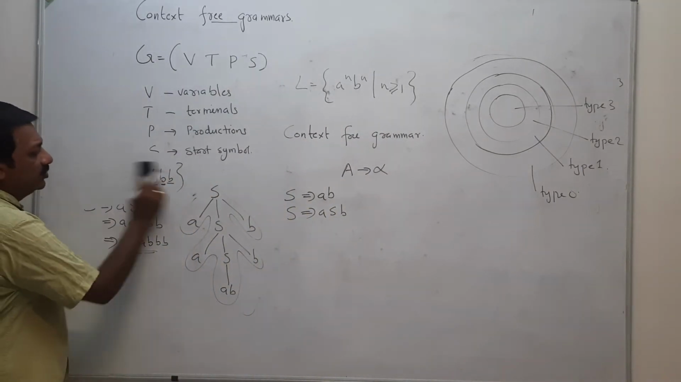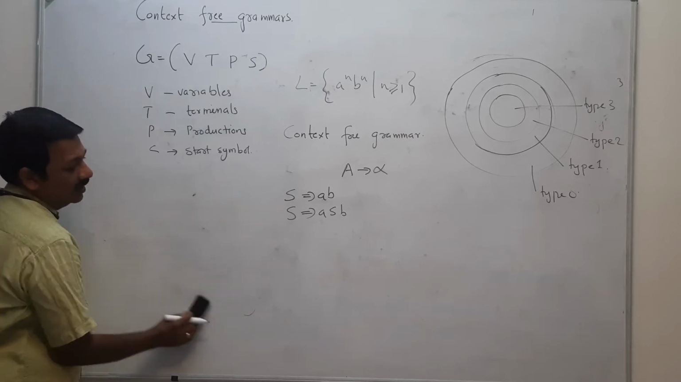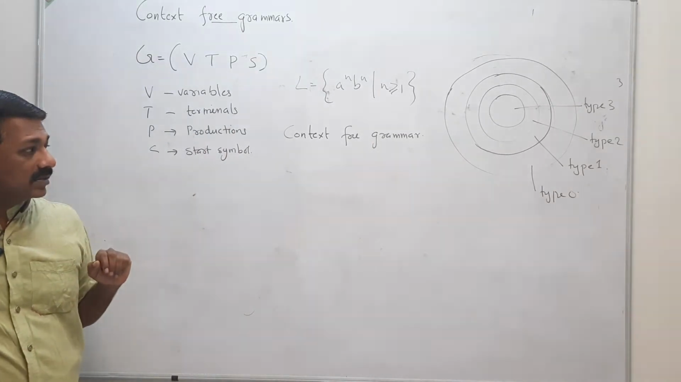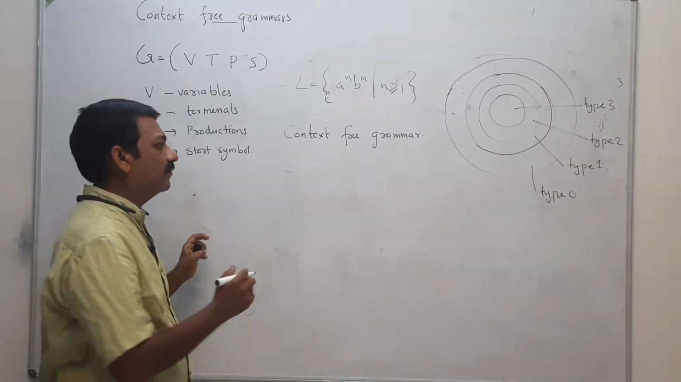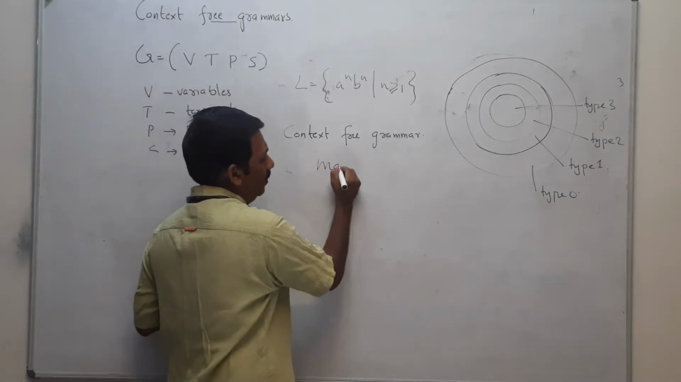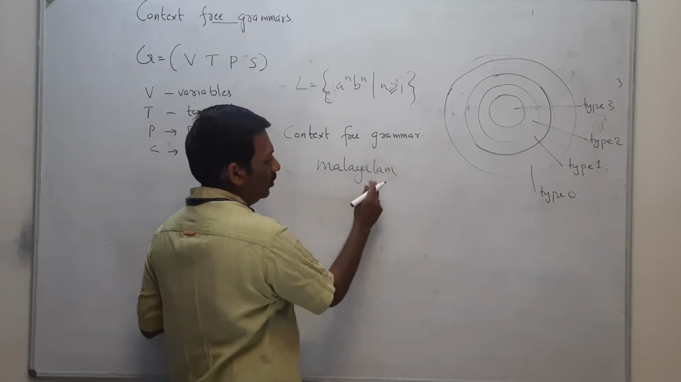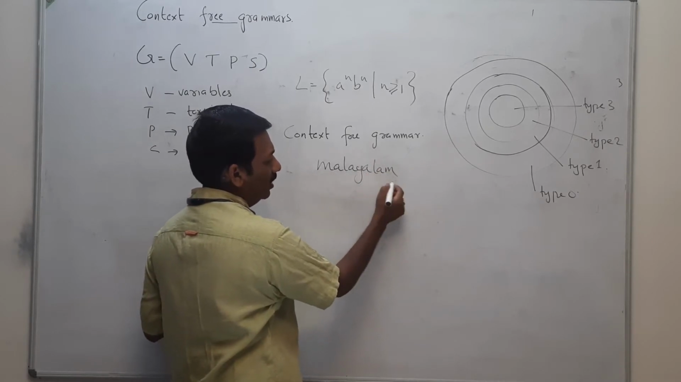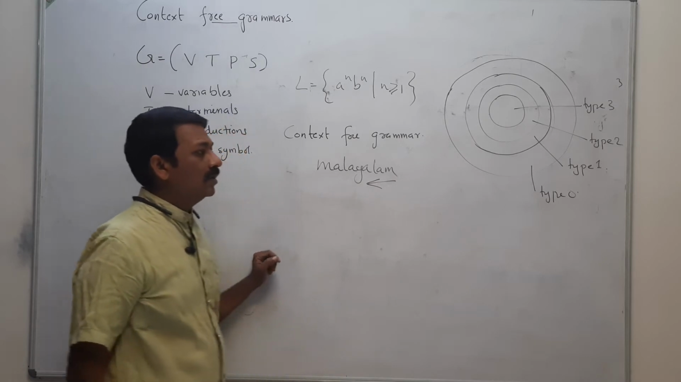See, another example I will show you. That is for generating palindromes. A palindrome is a string which reads the same left to right or right to left. For example, Malayalam. You are reading M A L A Y A L A M, and from this side to this side you have M A L A Y A L A M. Okay.